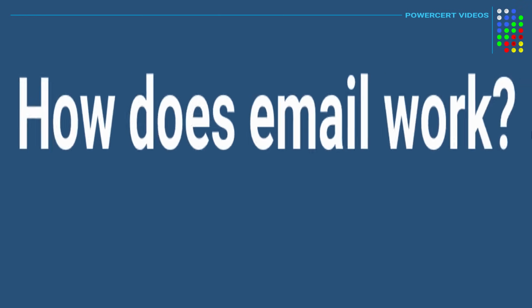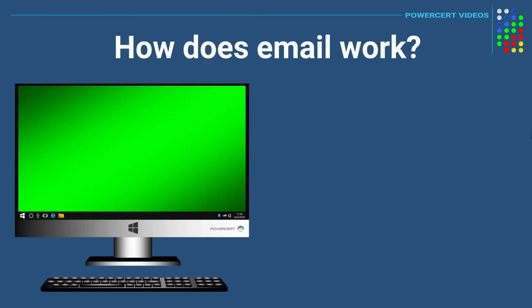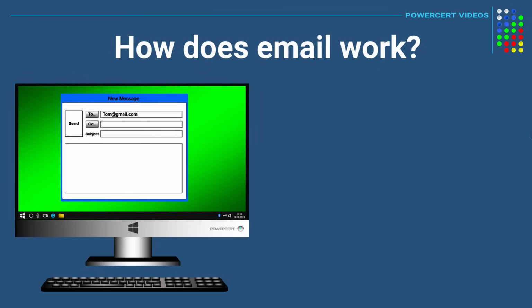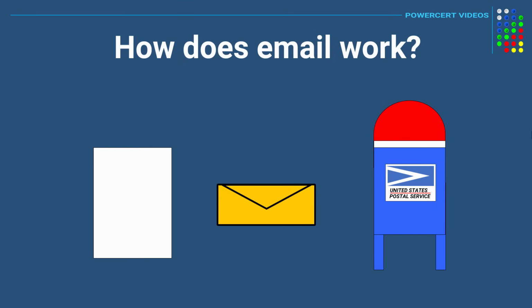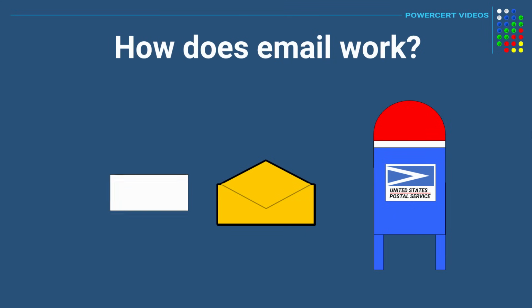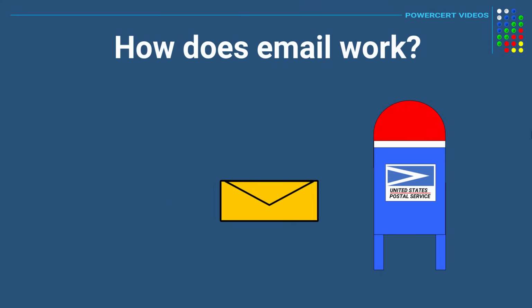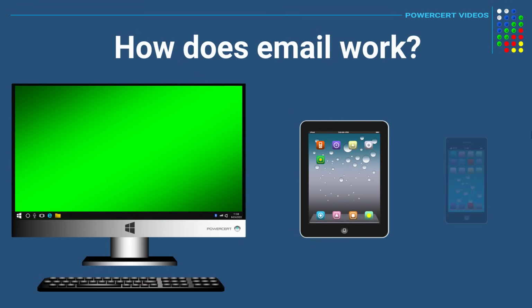How does email work? That is the topic of this video. As you know, email is a quick and convenient way to write and send someone a message, especially when compared to the old days of using the post office, where you write or type messages on paper, put it inside an envelope, and then drop it off at a mailbox. But now we can just write someone a message using our computer, tablet, or smartphone.